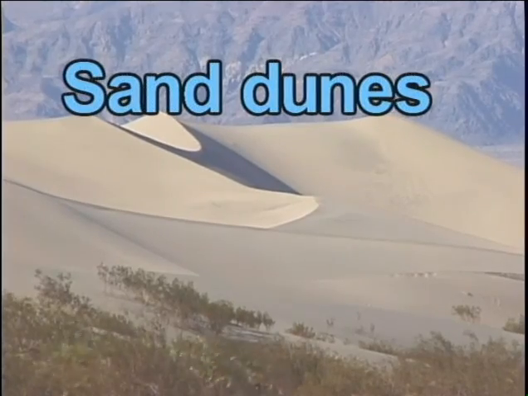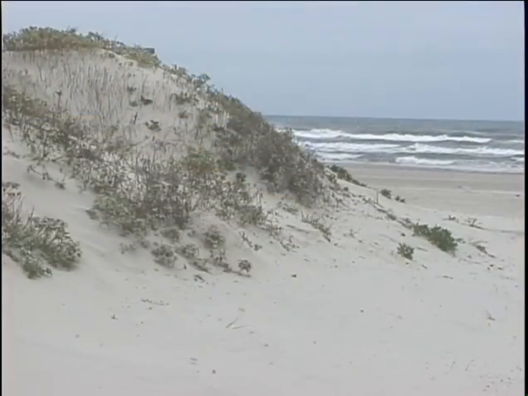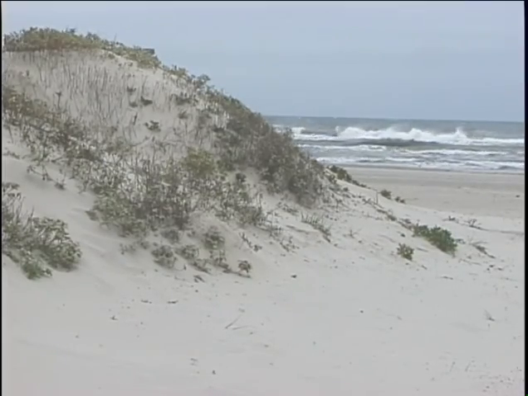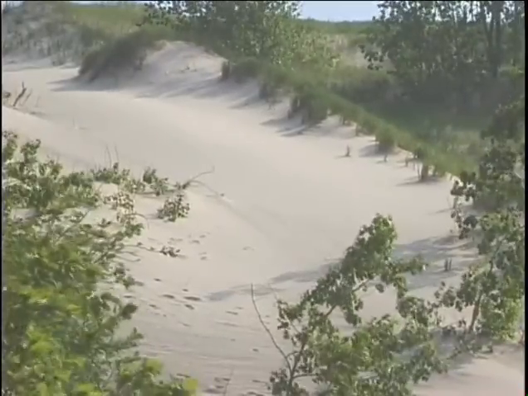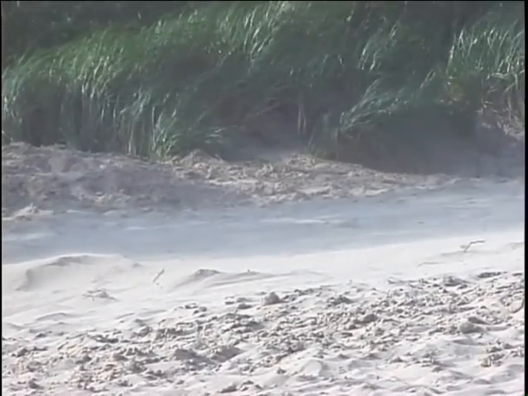Desert sand dunes are formed when wind deposits sand. Dunes are also commonly found along large lakes or oceans. Sand dunes are constantly changing shape and moving as wind erodes them and deposits sand elsewhere.